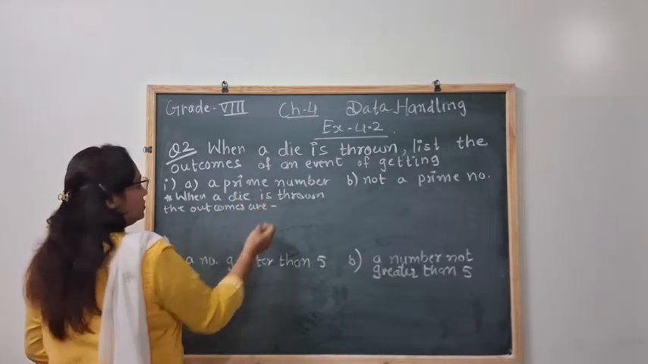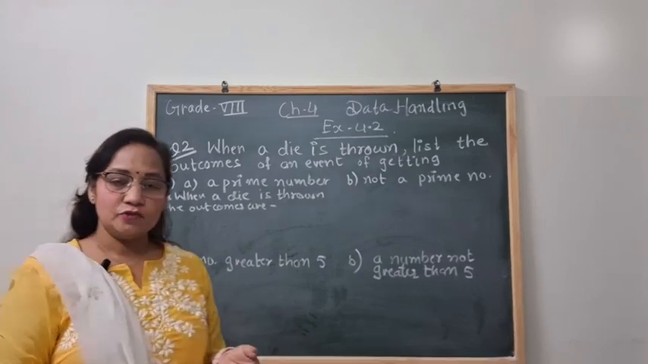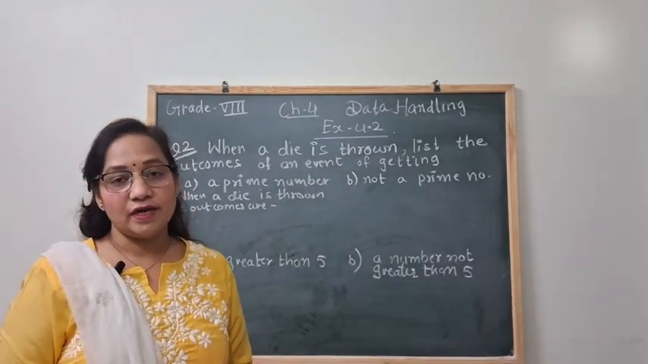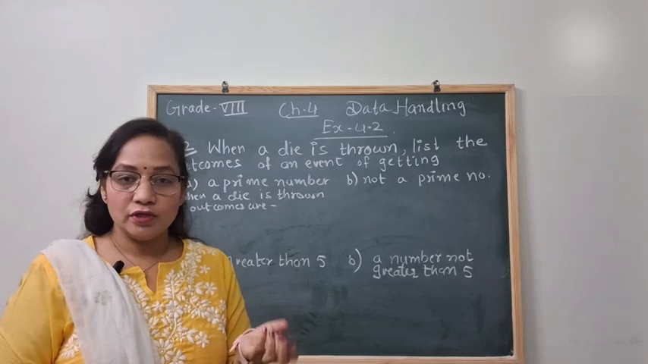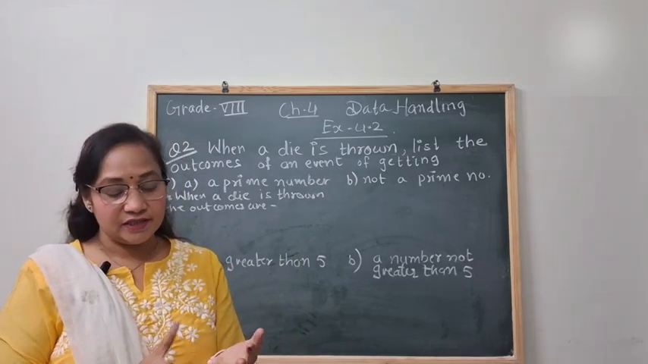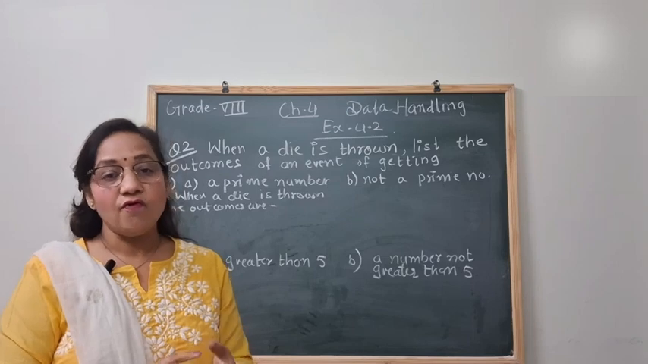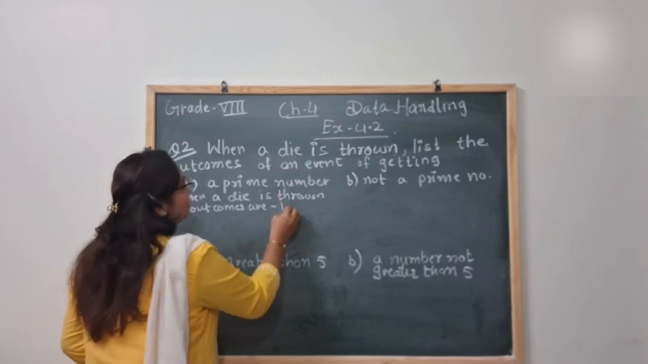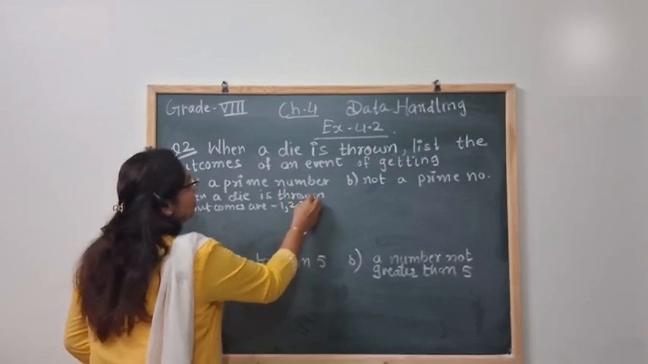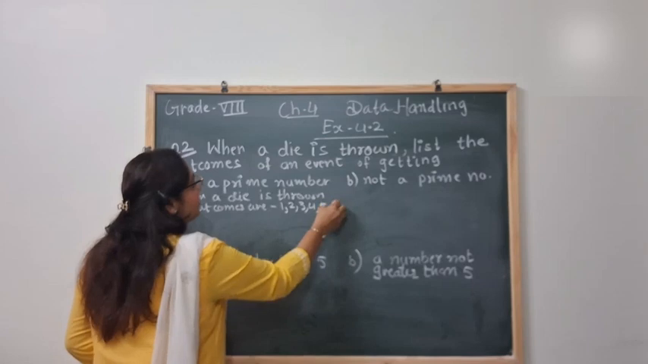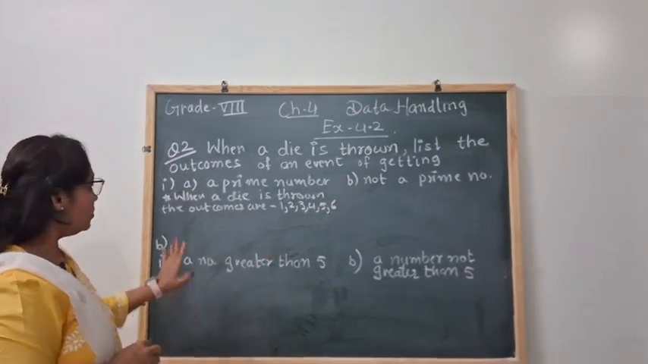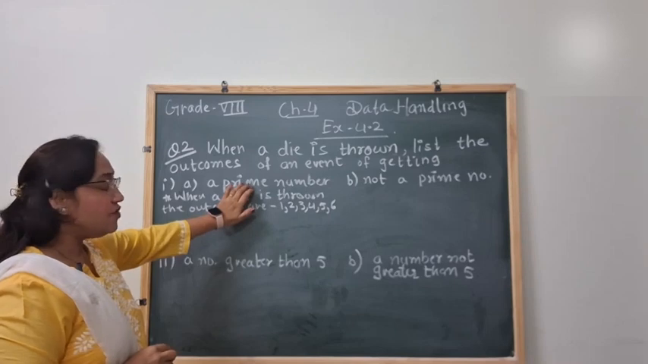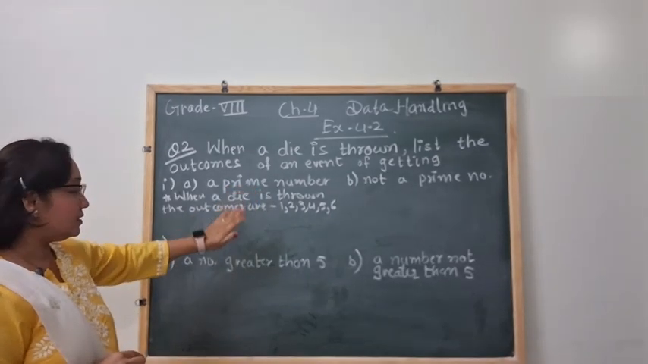What are the outcomes? You must have used that die, students, when you play games, snakes and ladders or ludo. You just roll it and you throw. So there are chances of getting 1, 2, 3, 4, 5, 6. These 6 outcomes are there. These are outcomes.